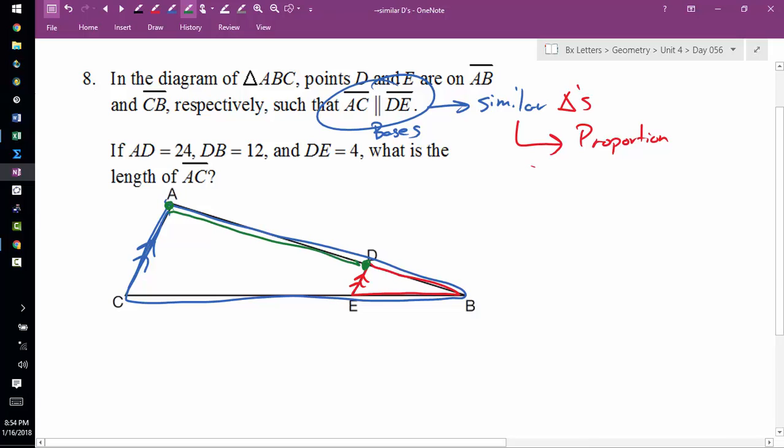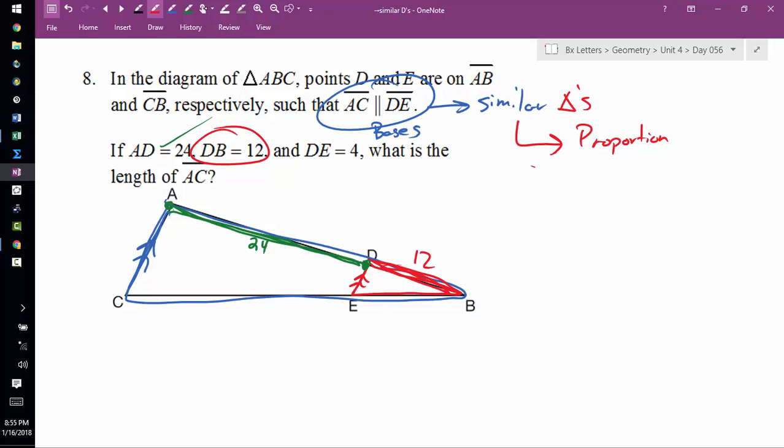And AD is not a side. It is a piece of a side. I'm going to write it in just so I don't confuse myself and think that it's the whole side. I'm going to get my check for that. Then they say DB is 12, and that is a side. That's the side of that smaller triangle, 12. And the last thing they tell me is the base. They tell me the base of that small triangle is 4.